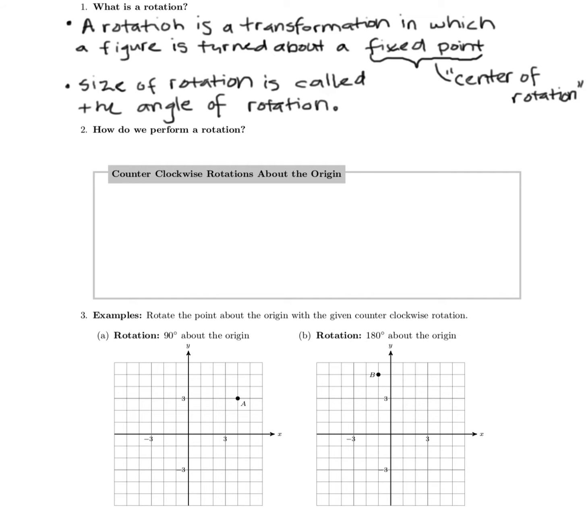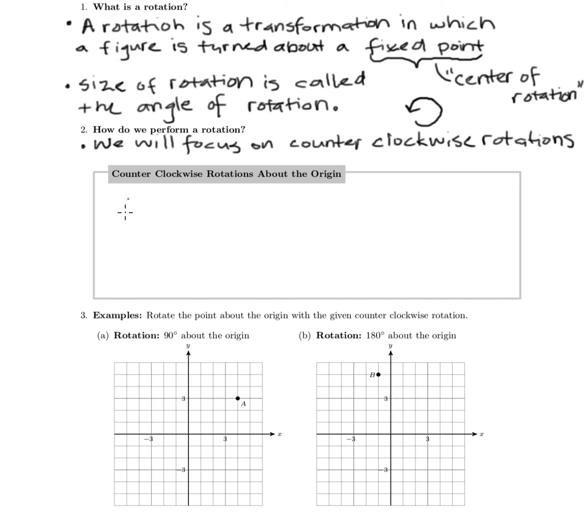Okay. The second thing we want to do is how do we perform a rotation? There are quite a few rotations, but in a geometry class, you're talking about 3 specific types of rotations. What we're going to focus on is the counterclockwise rotations. If you want, you can take a look at clockwise rotations, but the focus for this class will be on the counterclockwise. All right, so there are 3 rotations that you need to worry about.